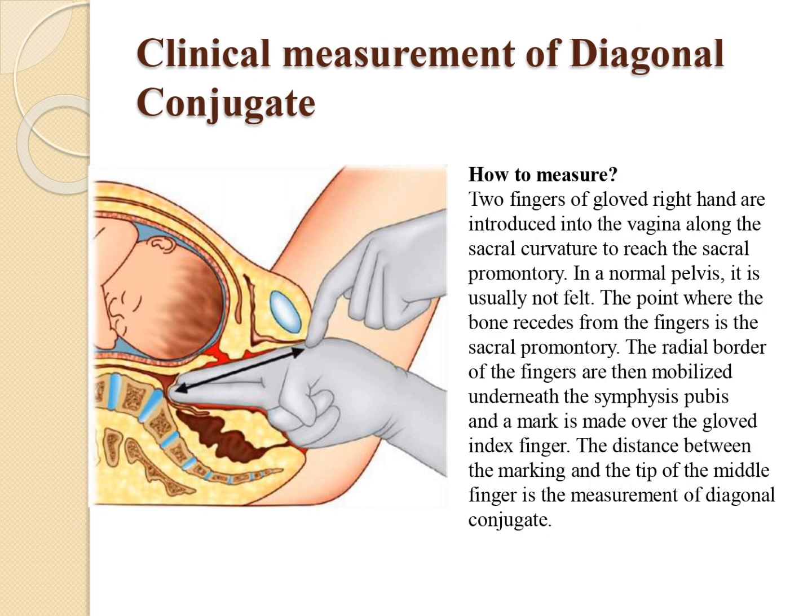This slide shows the clinical measurement of diagonal conjugate. How to measure? Two fingers of the gloved right hand are introduced into the vagina along the sacral curvature to reach the sacral promontory. In a normal pelvis, it is usually not felt. The point where the bone recedes from the fingers is the sacral promontory. The radial border of the fingers is then mobilized underneath the pubic symphysis and a mark is made over the gloved index finger. The distance between the marking and the tip of the middle finger is the measurement of diagonal conjugate.